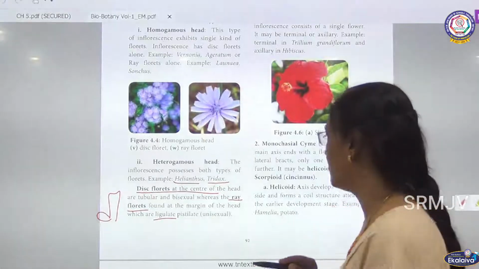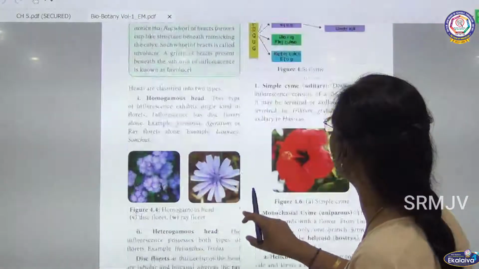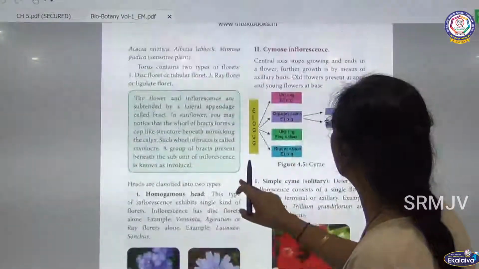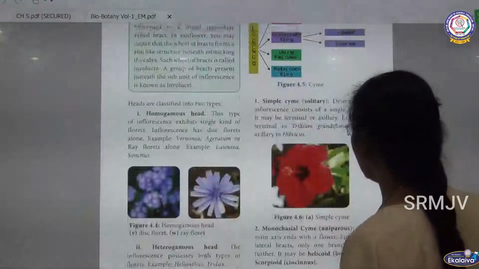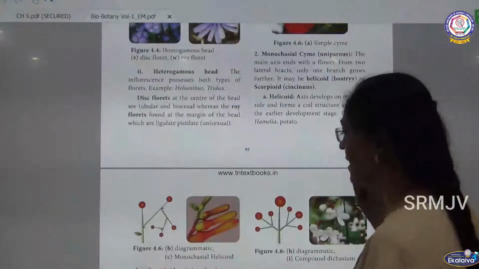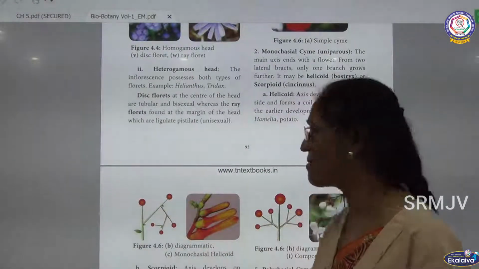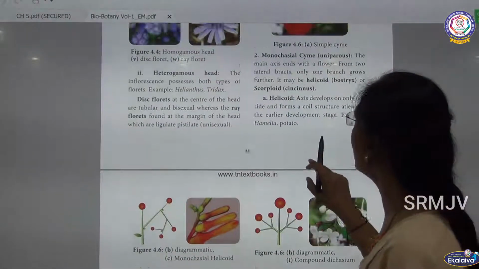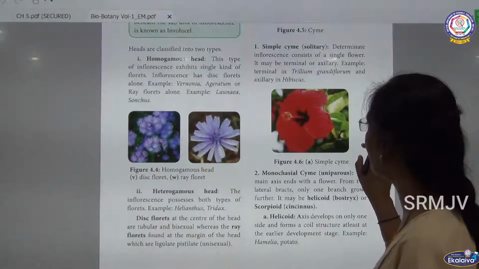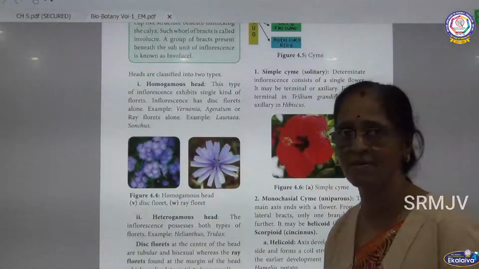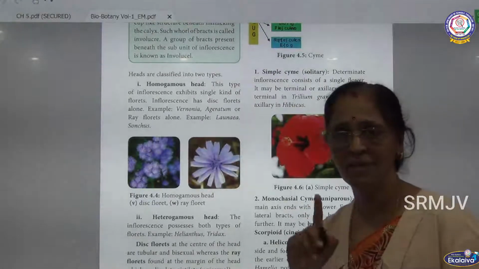Now, when we come to the other type of inflorescence, the cymose inflorescence, we already said that in the cymose inflorescence the main axis ends with a flower. In this we are going to see a simple cyme, and you are very familiar with this flower. It is nothing but Hibiscus rosa-sinensis. Here this is a simple cyme, and there is only a single flower.